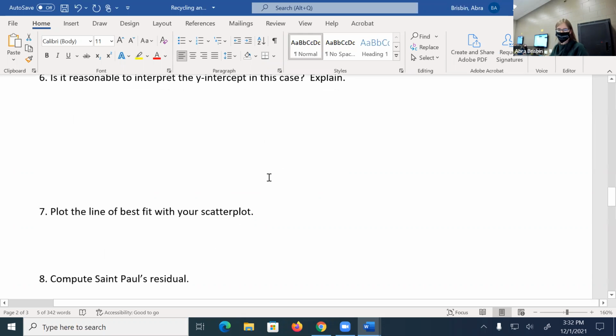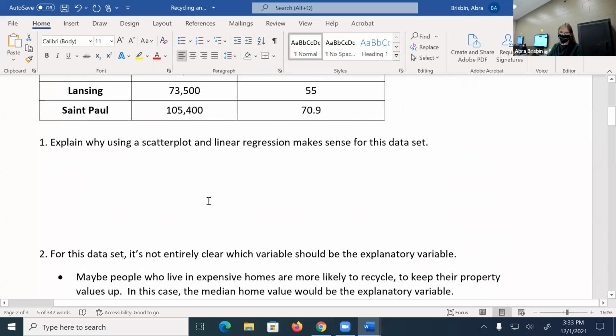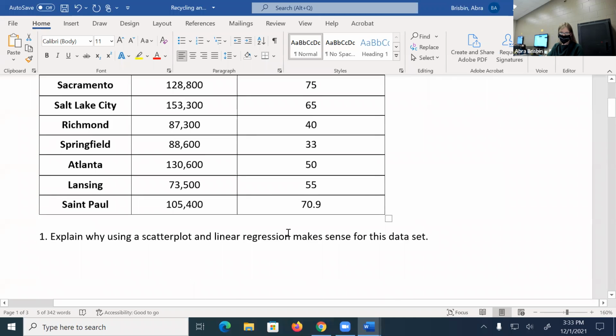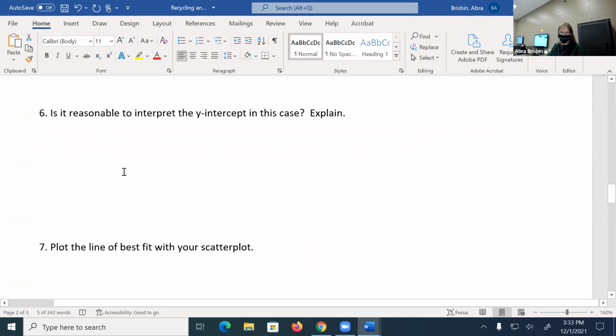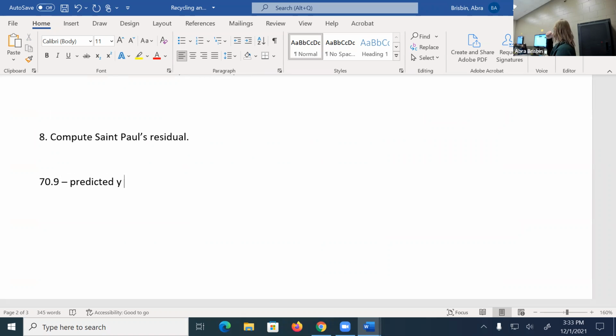All right. Computing St. Paul's residual. So that's similar to the homework problem that we just did. We have the observed Y value, which is 70.9, minus the predicted Y value, which you're getting off of your calculator. You can use the second trace to do the calculation.